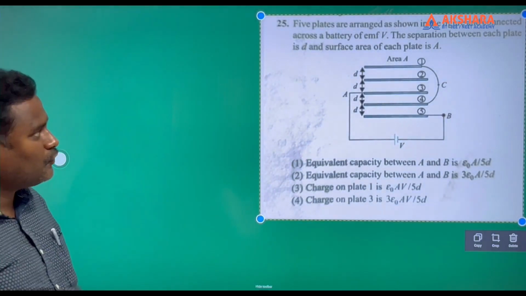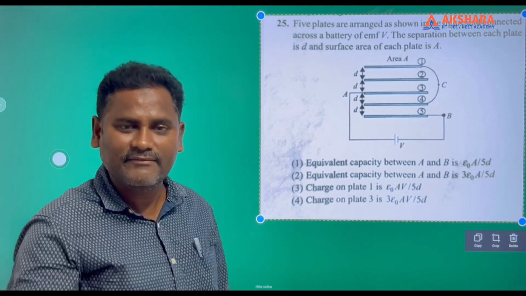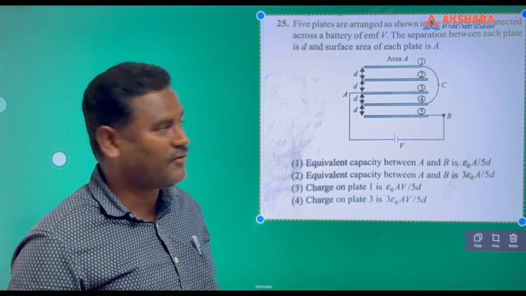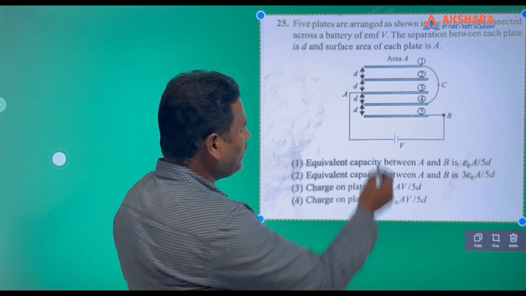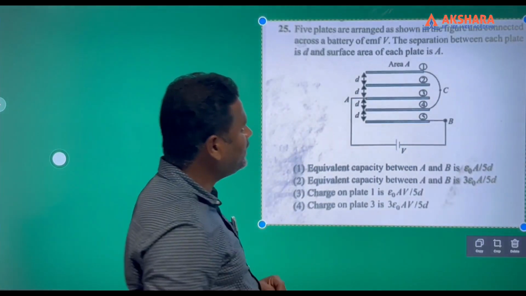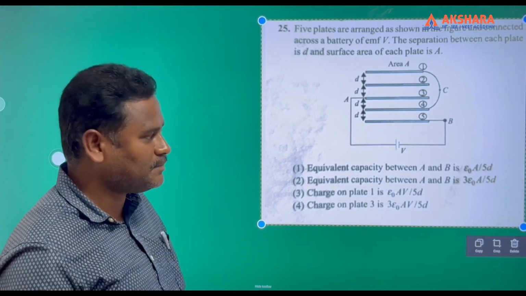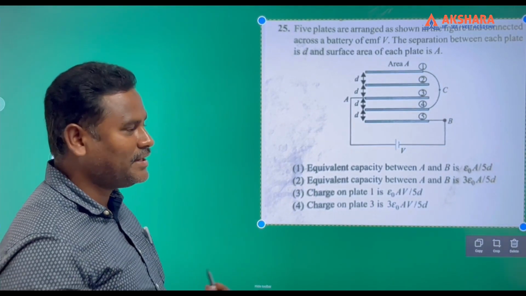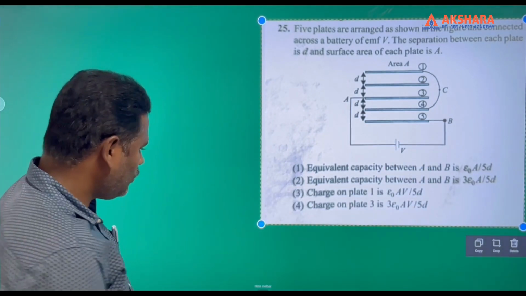Okay students, similar to the previous question, we have one more question. There we did it with 4 plates, here we have 5 plates. 5 plates are again as shown in the figure and connected across a battery V. The separation between each plate is D and the surface area of each plate is A. We need to find the equivalent capacitance between A and B, right?